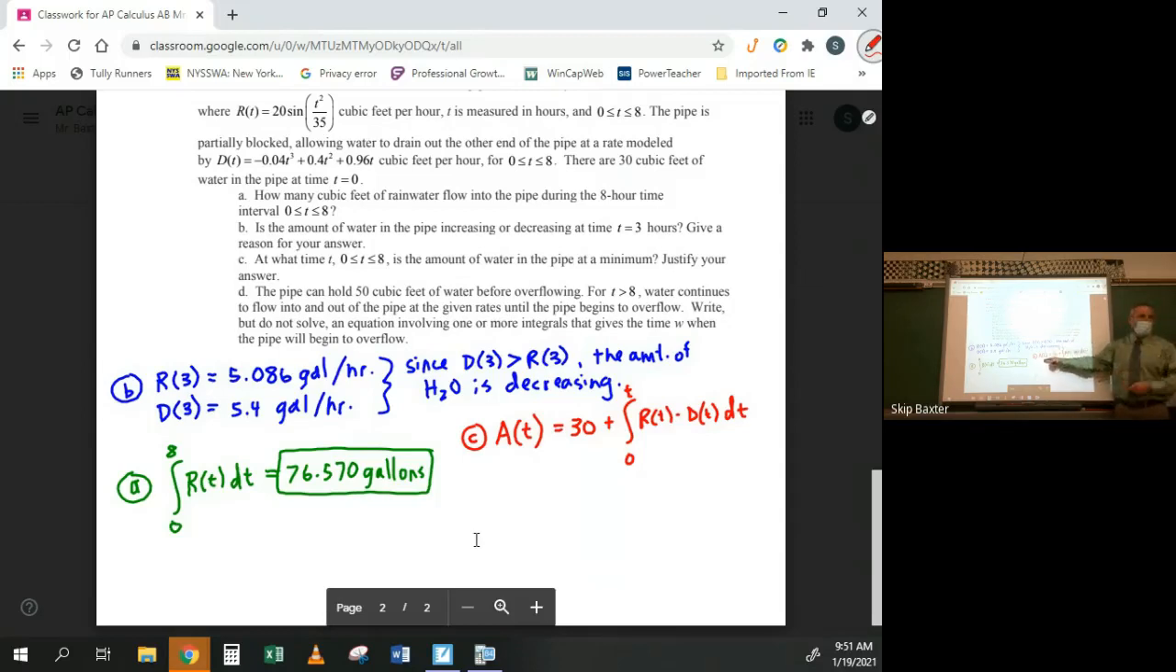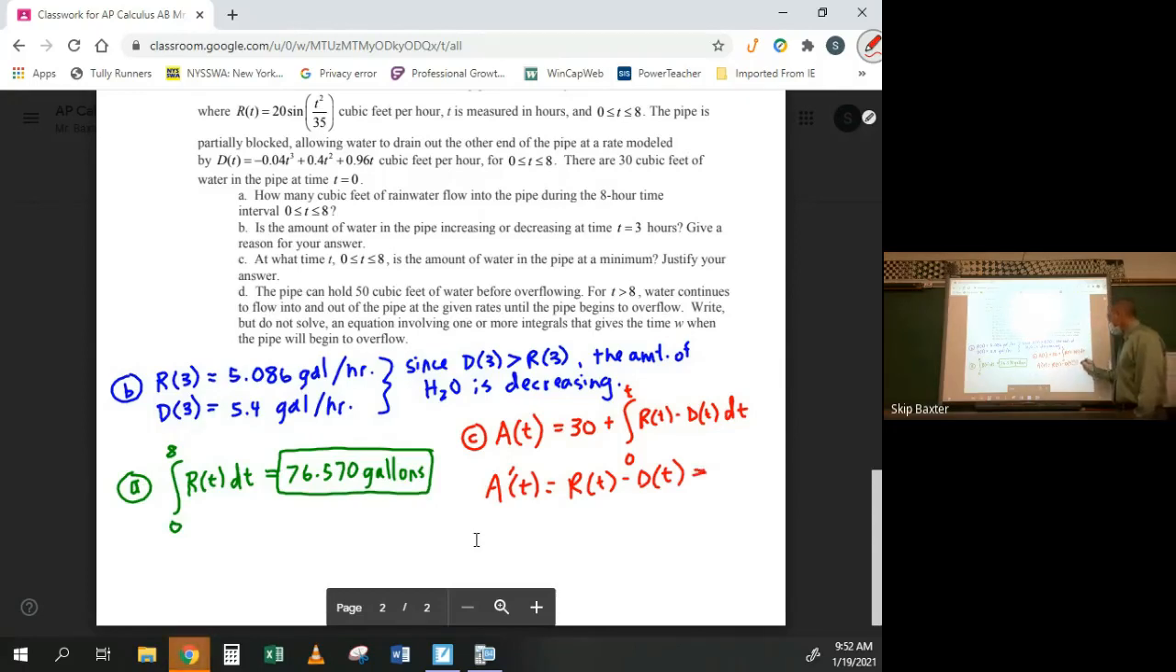If I'm trying to find out when this function is at a minimum, do the first derivative test. I take the derivative and do a little sign chart to figure out when it's increasing and decreasing, right? So I'm going to do that. A prime: the derivative of 30 is 0. The derivative of this is FTC part 2. You're taking a definite integral from 0 to t and differentiating it. Well, what do you get? You're going to get R of t minus D of t. This is the rate at which the water is changing.